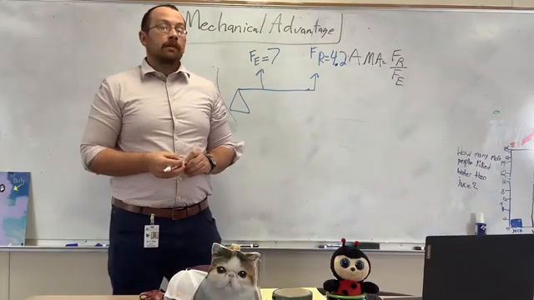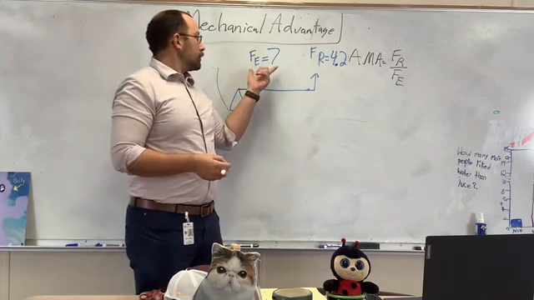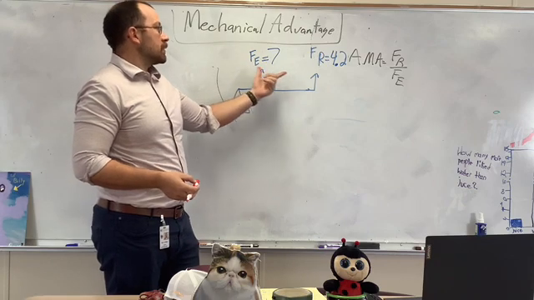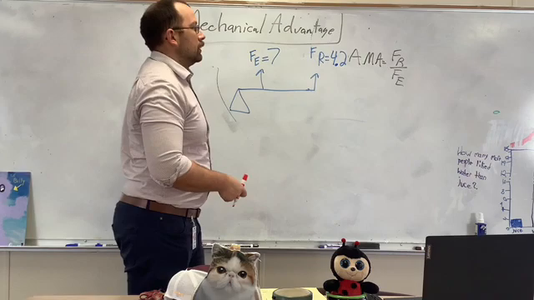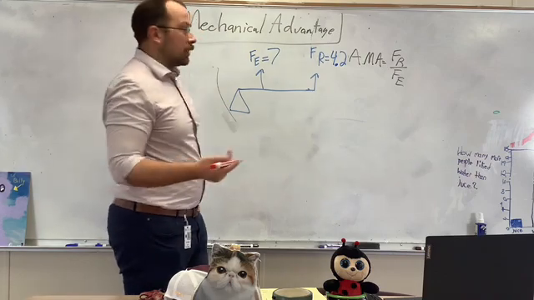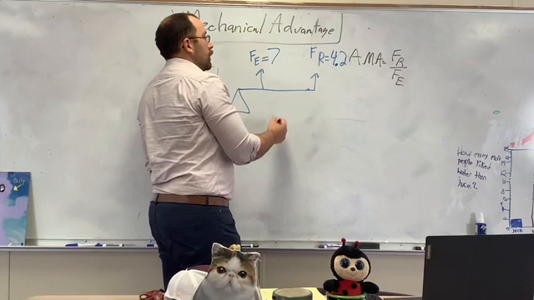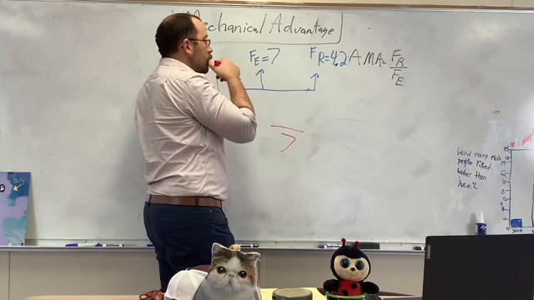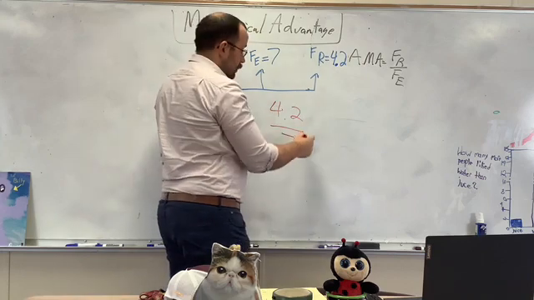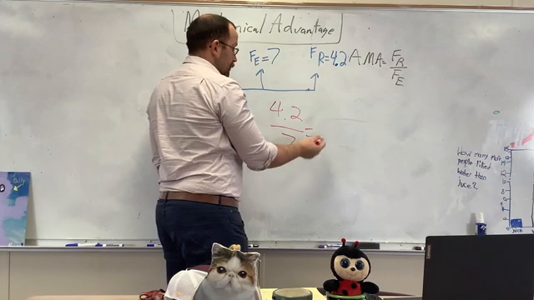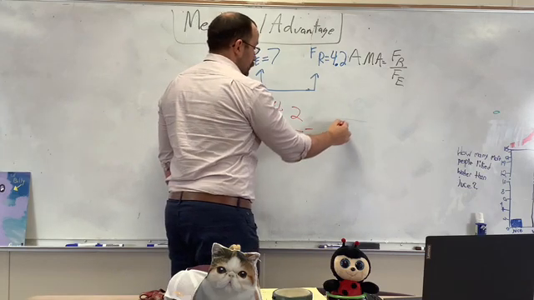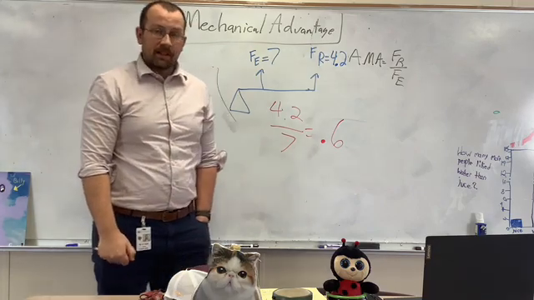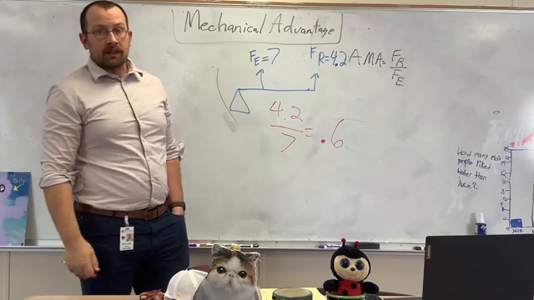Example number 3. I have a lever. My effort force is here, my resistance force is here. So what is my mechanical advantage? I take my effort force and put it on the bottom, I take my resistance force and put it on the top, and I divide. That gives me 0.6. So my mechanical advantage here is 0.6. That's just doing it from a picture instead of me giving it to you.